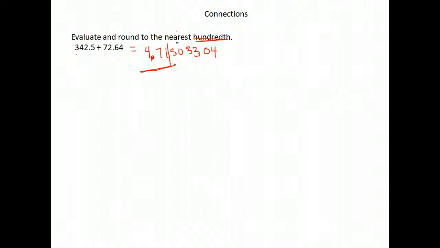it here. We look at that next number to decide whether we stay or round up. If it's 5 or bigger, you round up, and we have a 5. So we're going to round up. Our 1 will round up to a 2, and our answer will be 4.72.